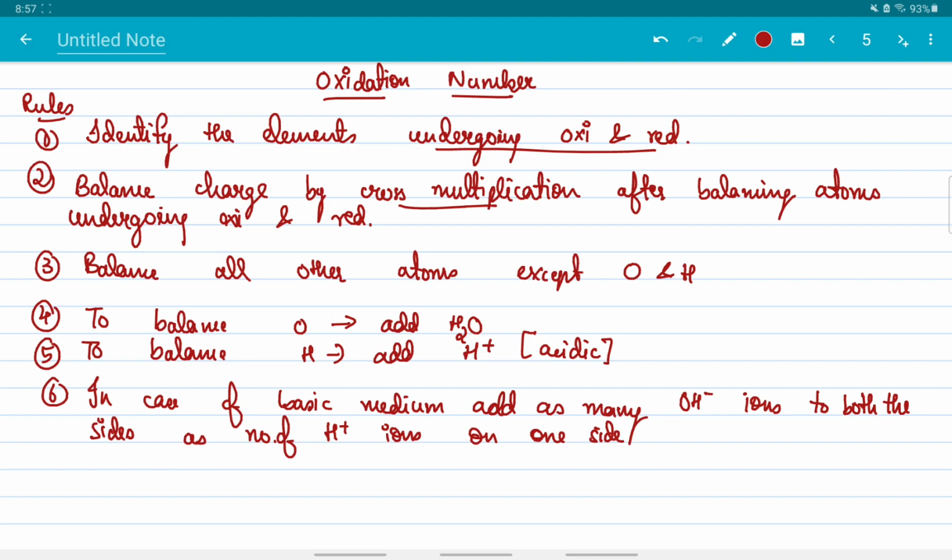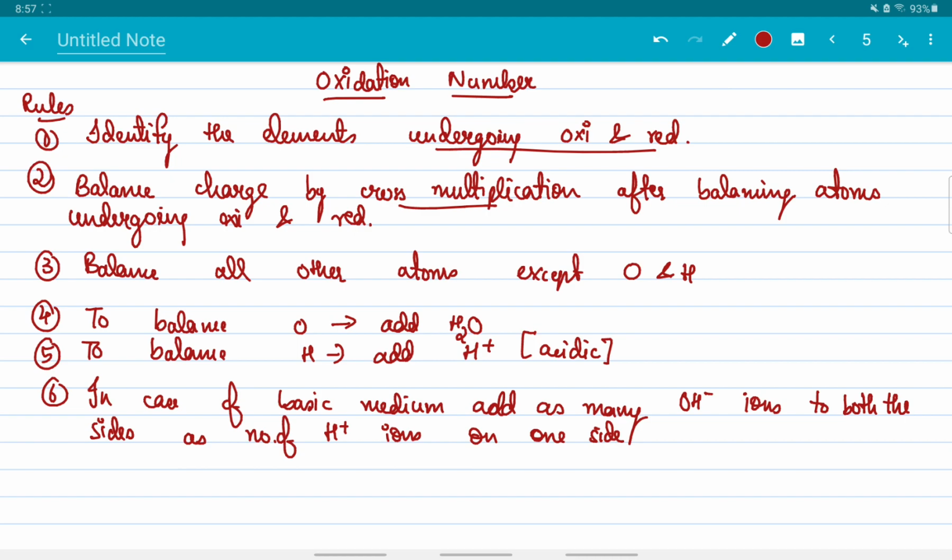Okay, so the next step was to balance all the other atoms except oxygen and hydrogen. This step is coming from our previous one only. We were always balancing first the other atoms, and then jumping to oxygen and hydrogen. As you know, to balance oxygen, we have to add H2O to the side where there is less oxygen, and for balancing hydrogen, we have to add H plus ions. And this is all for acidic medium. In case of basic medium, one extra step comes, that is we have to add OH minus ions to both the sides.